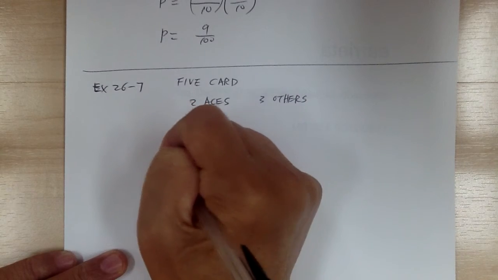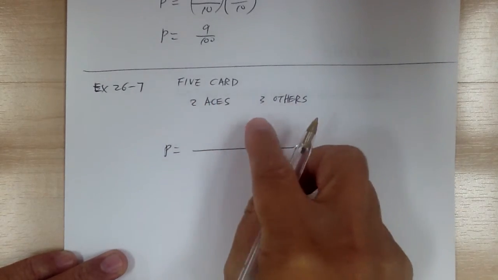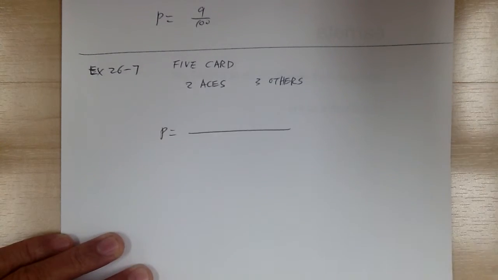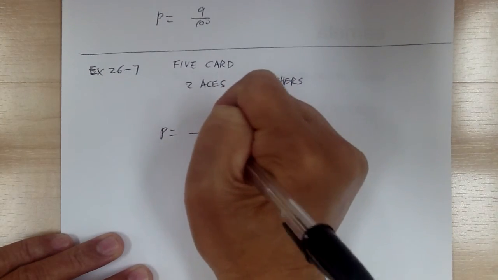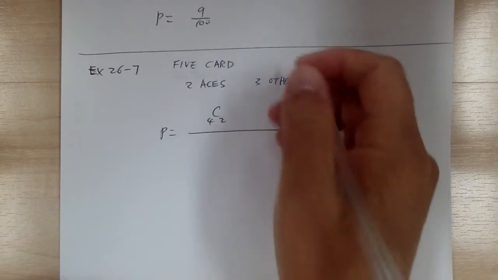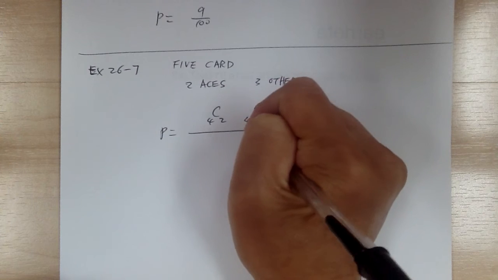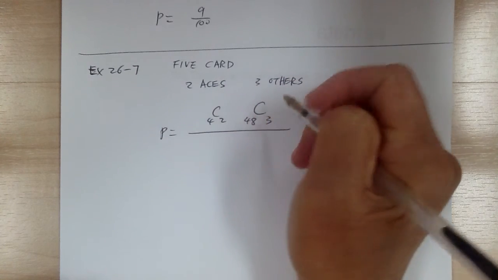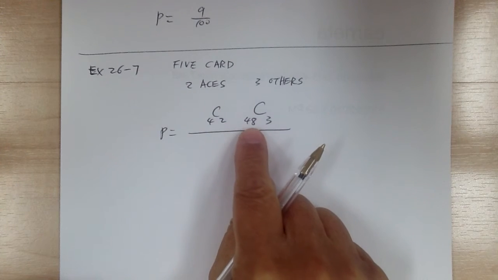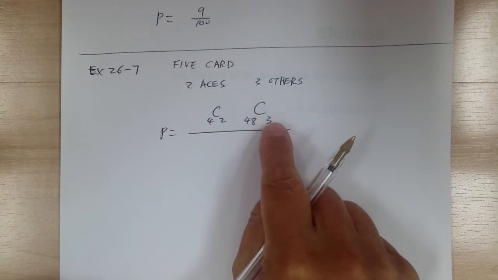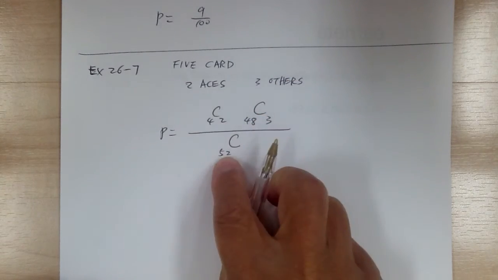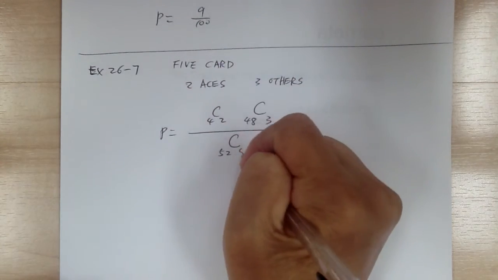Okay, so the probability would be equal to, again, the event. It's what you want. So you want to have 2 aces. So you're going to get 4C2 because there are 4 aces in the deck and you want to get 2. Then the others: there are 48 other cards and you want to get 3 of them. So again, these are aces, there are 4 aces, you want to get 2, and there are 48 other cards that you want to get 3 out of. And over the total, there are a total of 52 cards and you want to get a total of 5.